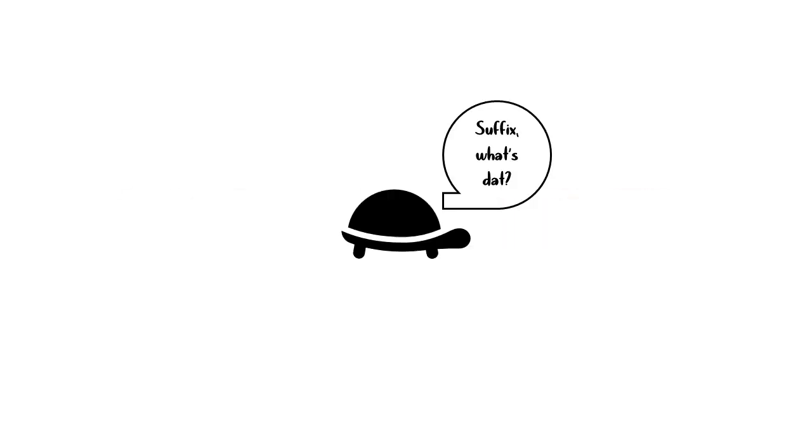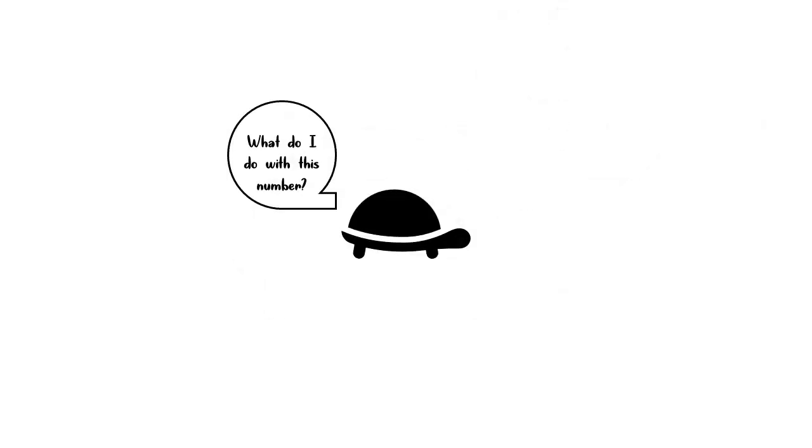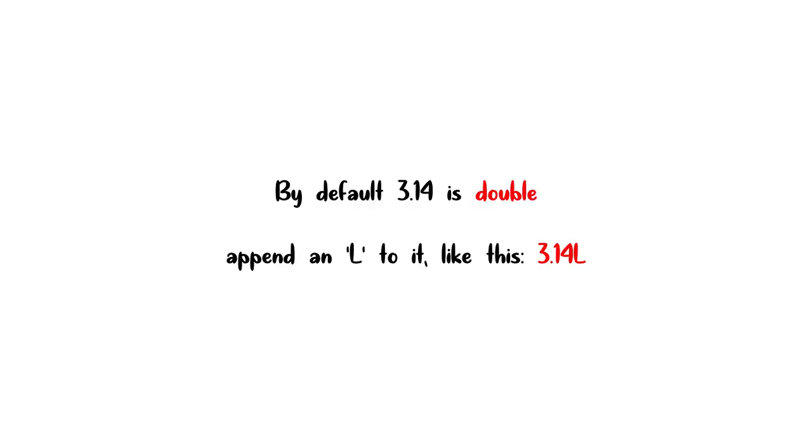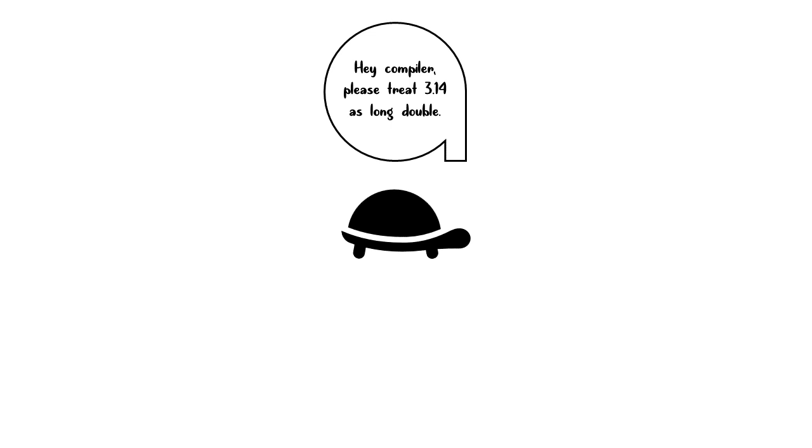By default, when you write 3.14 in your code, C treats it as a double. But if you want it to be a long double, you need to add a specific suffix. What should we do to treat the constant 3.14 as a long double? Here's the syntax. Instead of just writing 3.14, you append an L to it like this, 3.14L. This tells the compiler to treat the constant as a long double.